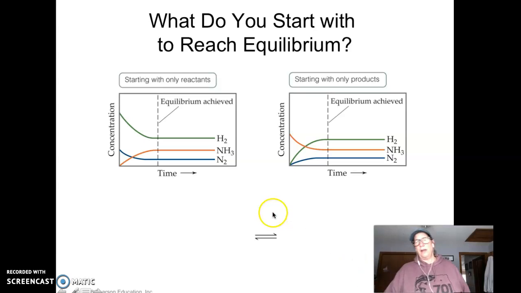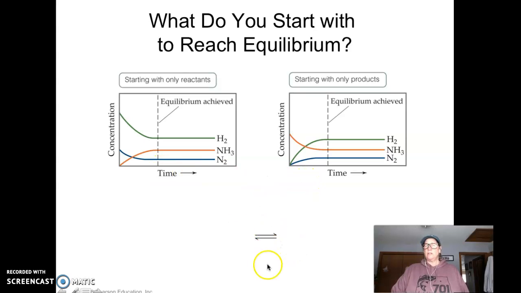What if we start with the products? What if we start with NH3? And these are going to be at 0. So we're going in reverse. So this is when we start with the reactants. This is when we start with the products. And again, because it goes both ways, here's our equilibrium here. And you notice it's pretty much the same.